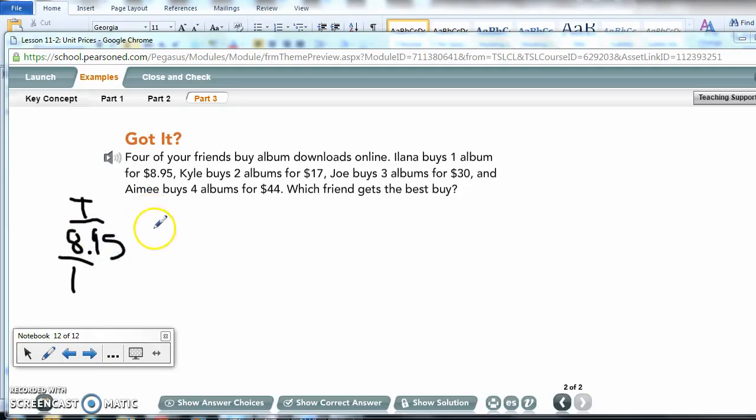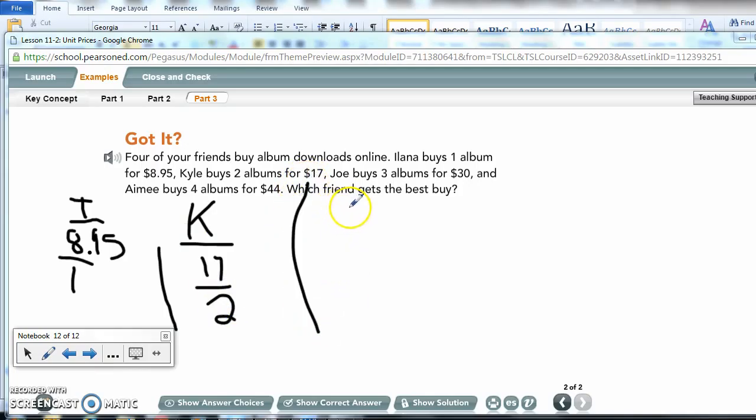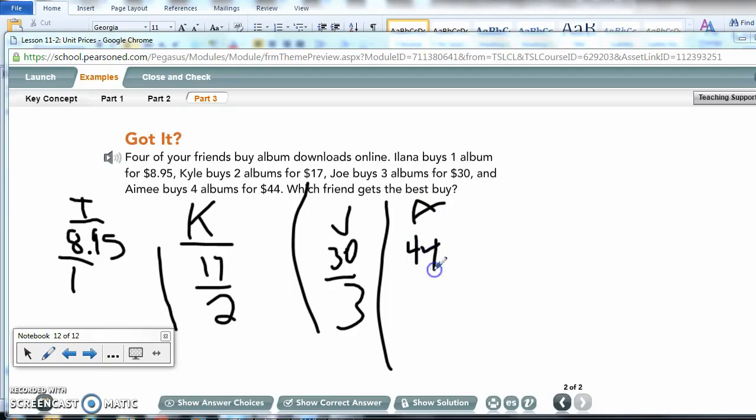Kyle bought 2 albums for $17. And Joe bought 3 for $30. So 30 on top, 3 on the bottom. And Amy bought 4 for $44. So I'll put 44 on top and 4 on the bottom.